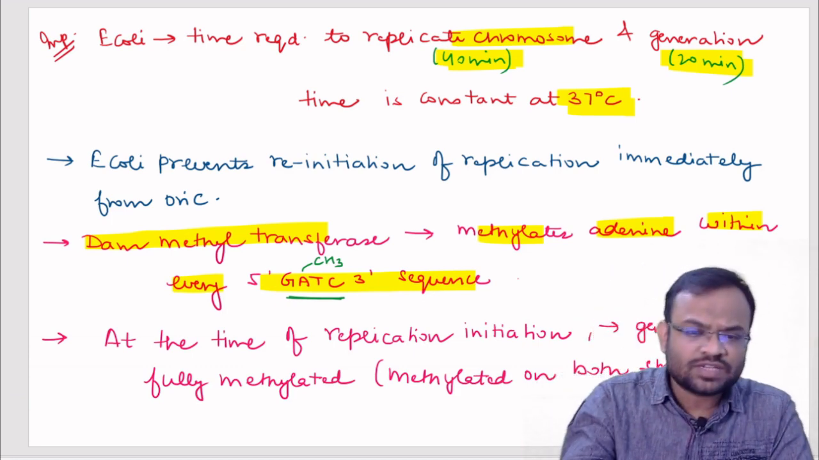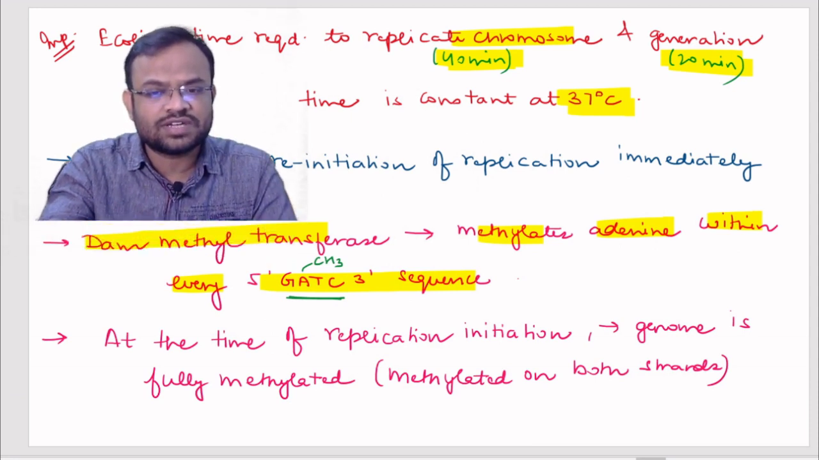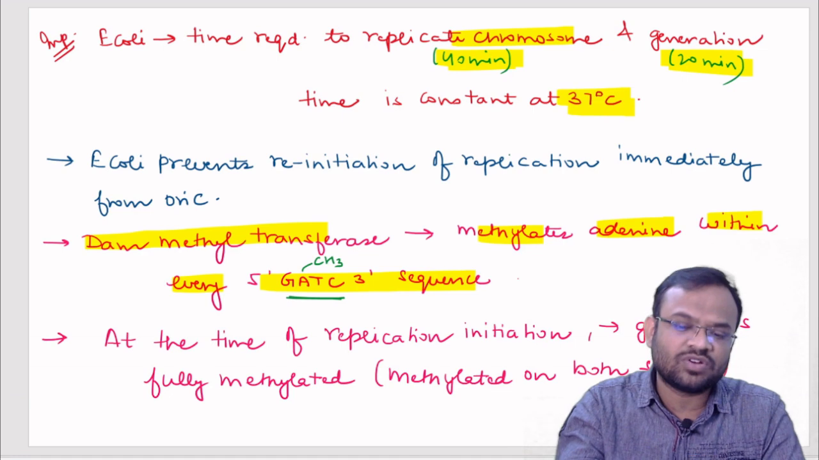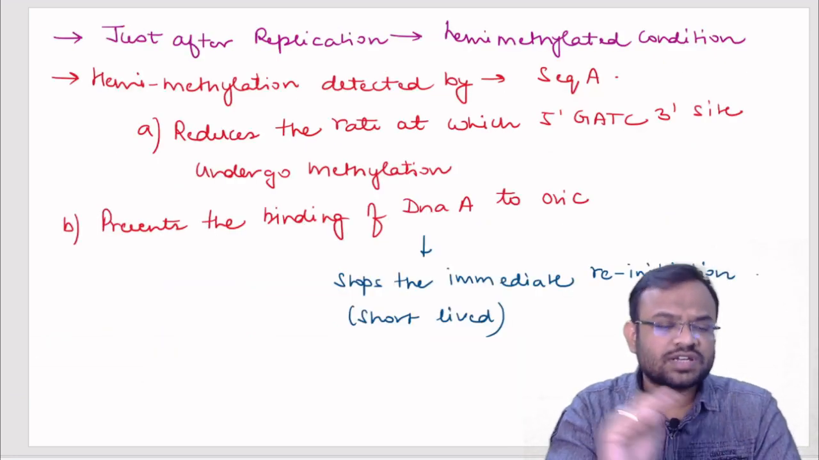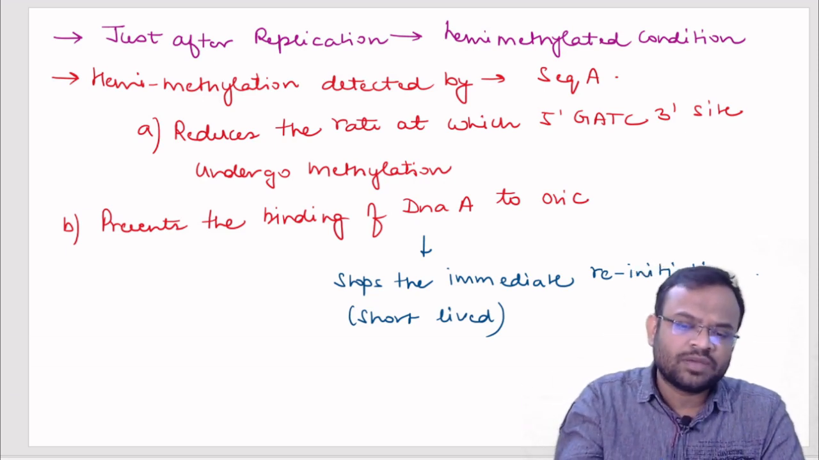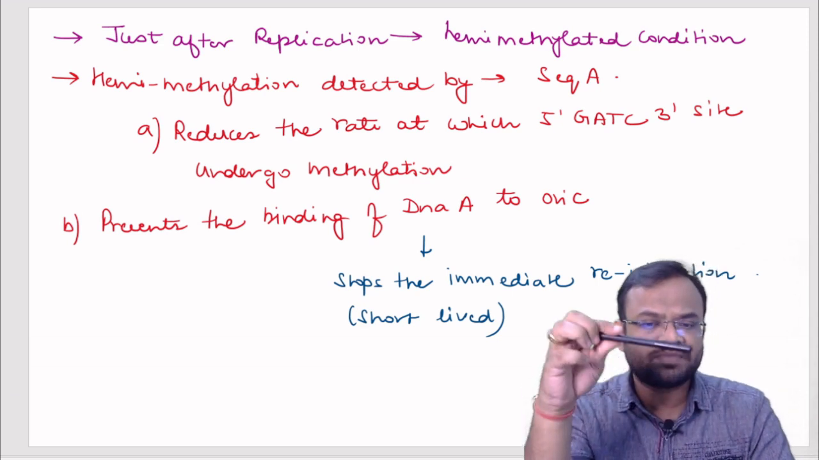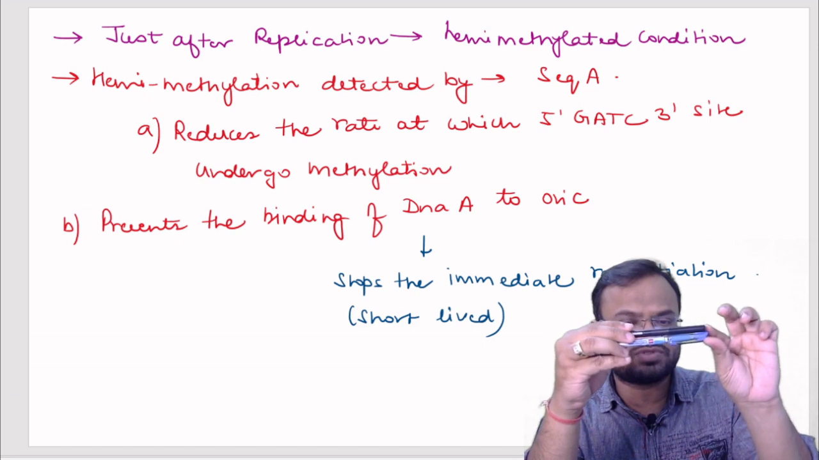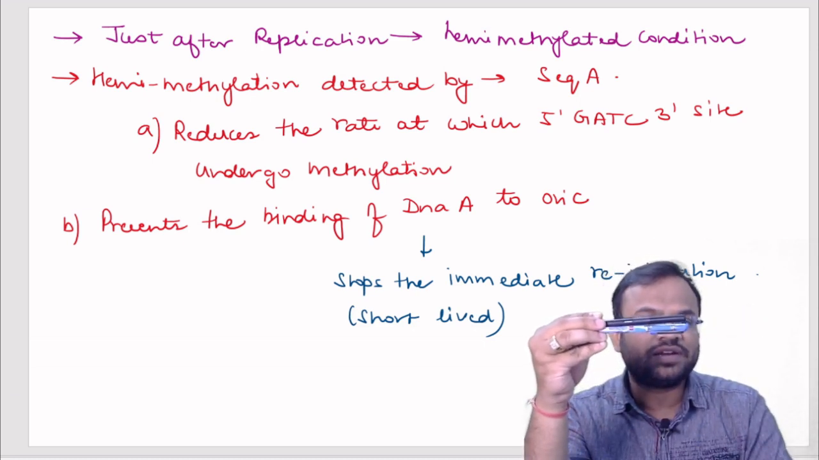So that is what I am trying to say, that at the time of replication initiation, the genome is fully methylated, with methylation on both the strands, because both the strands are safe. But just after replication, a hemimethylated condition is present. Why? Because suppose this strand is replicated, and this is the new strand. So this condition would be hemimethylated.